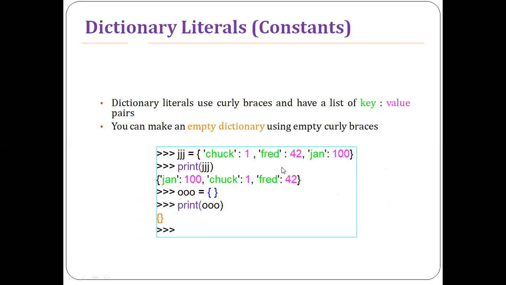We have the dictionary constant literals chuck 1, fred 42, and jan 100. They are called dictionary literals, also called constants. You make use of these constants and you can print them. When you print the dictionary, it will print jan 100, chuck 1, and fred 42. And here we have an empty dictionary. Nothing is there within the dictionary, that's why it prints an empty dictionary.